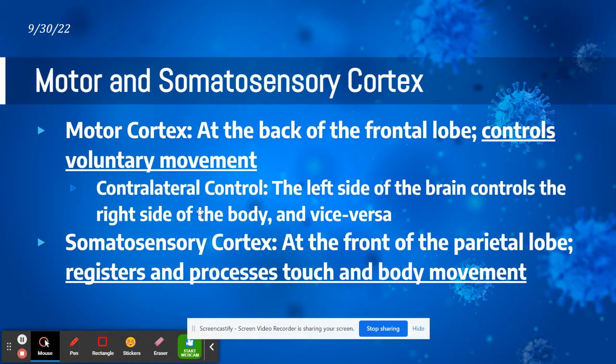In class on Monday, we'll also take a closer look at this guy that's had his corpus callosum split so that he can't have contralateral control.